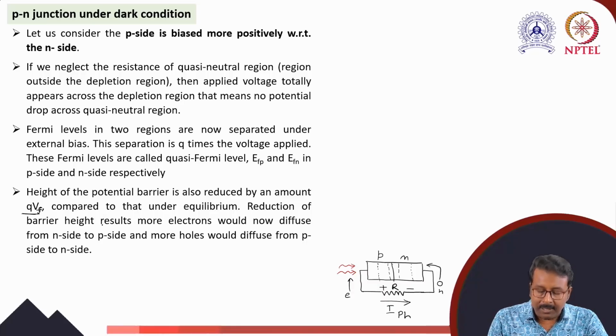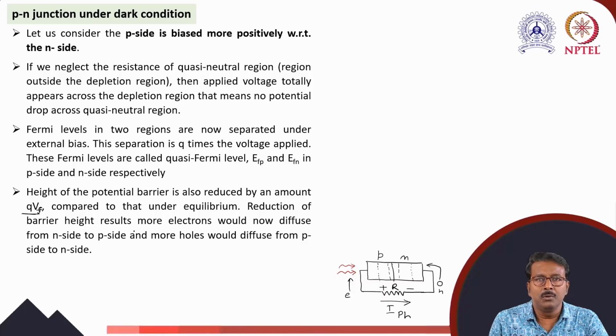And this results in the diffusion of carriers, for example, diffusion of majority holes from P side to N side, and diffusion of majority electrons from N side to P side. This will be extra diffusion compared to the equilibrium case, because in the establishment of equilibrium also we have seen there are diffusion of holes from P side to N side and electrons from N side to P side.